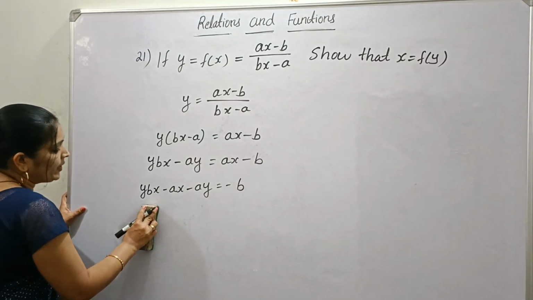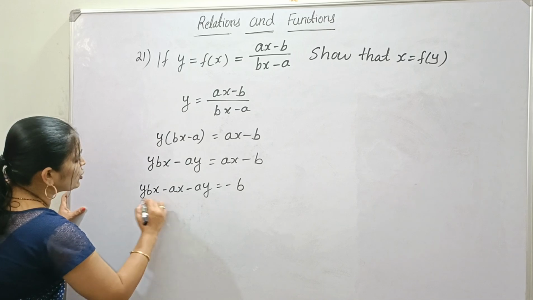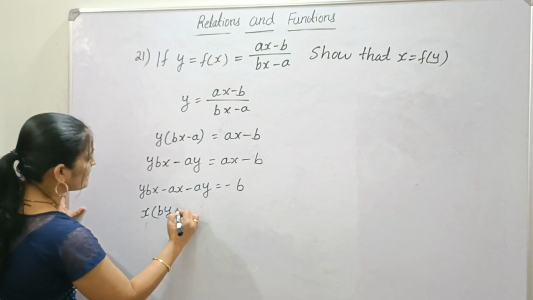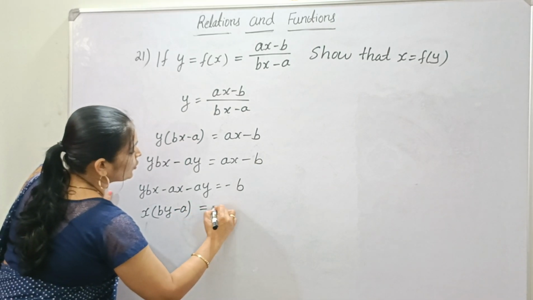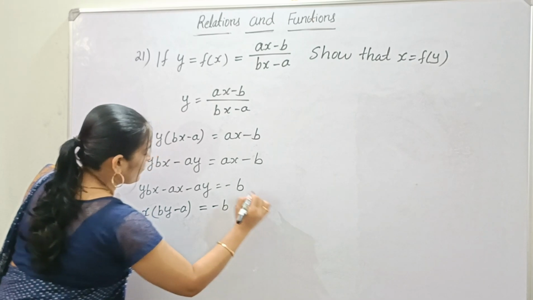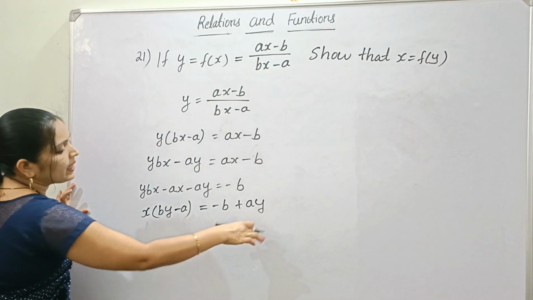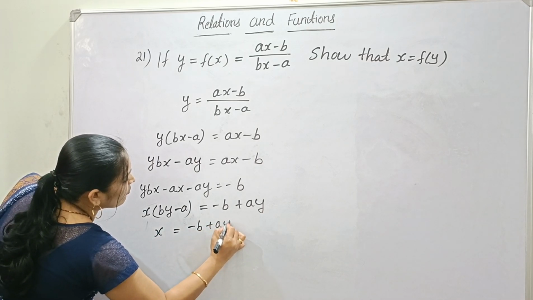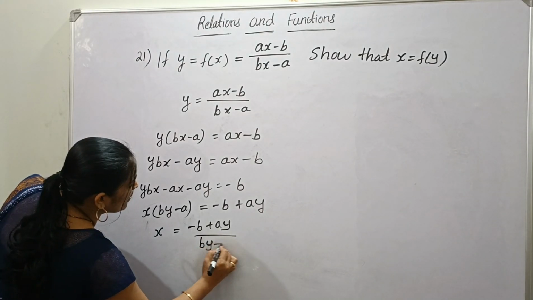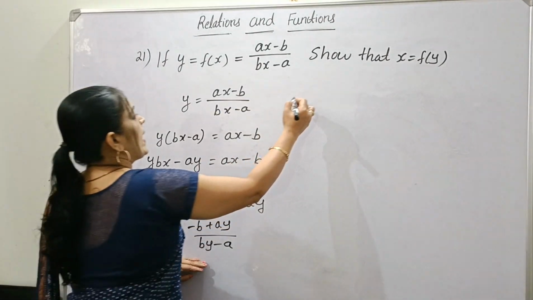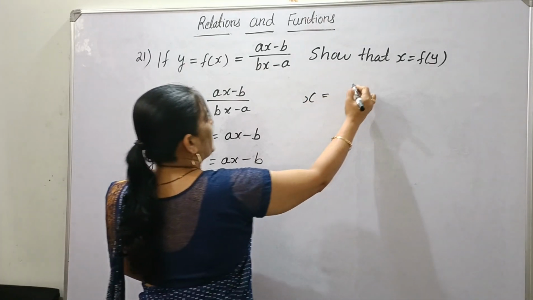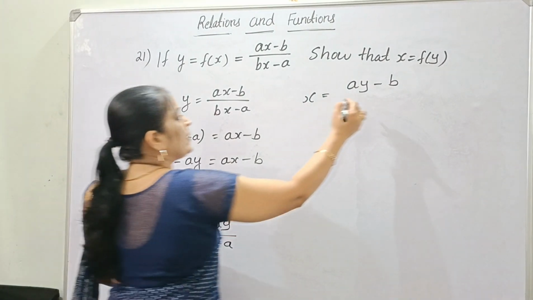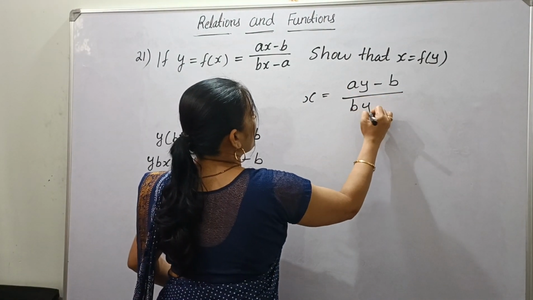So take x outside, x into by, okay, minus a, that is equal to minus b plus ay, and take this term to the right side. So x is equal to minus b plus ay, divided by by minus a. That is, x is equal to ay minus b, okay, ay minus b divided by by minus a.